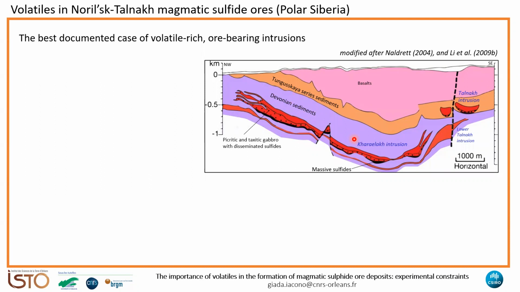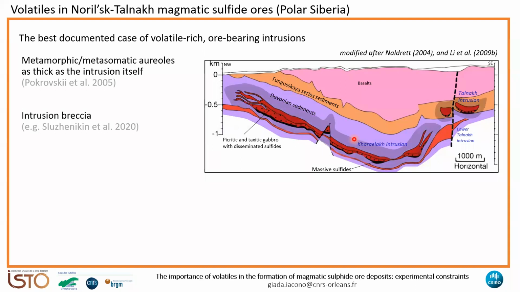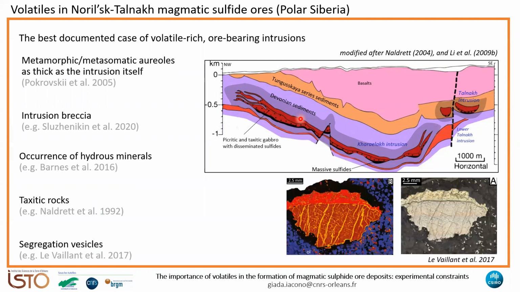So I won't say a lot about that, but let me say a few words about the important evidence we have in these intrusions of fluid and volatile enrichment around the intrusion. This is due to the occurrence of metamorphic and metasomatic aureoles that are extremely thick, and intrusion breccias that are also very thick. And there is also important evidence of volatiles within the intrusions.